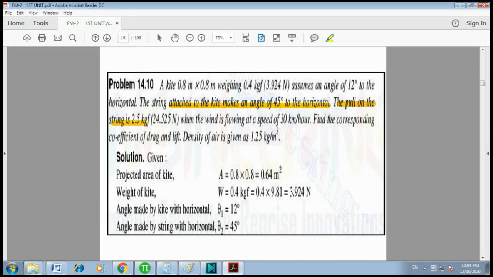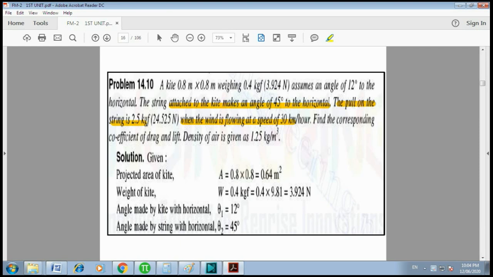Some force is exerted in that string, and that is 24.525 newton, when the wind is flowing at a speed of 30 km per hour. Find the corresponding coefficients of drag and lift. Now, density is given as 1.2 kg per meter cube.